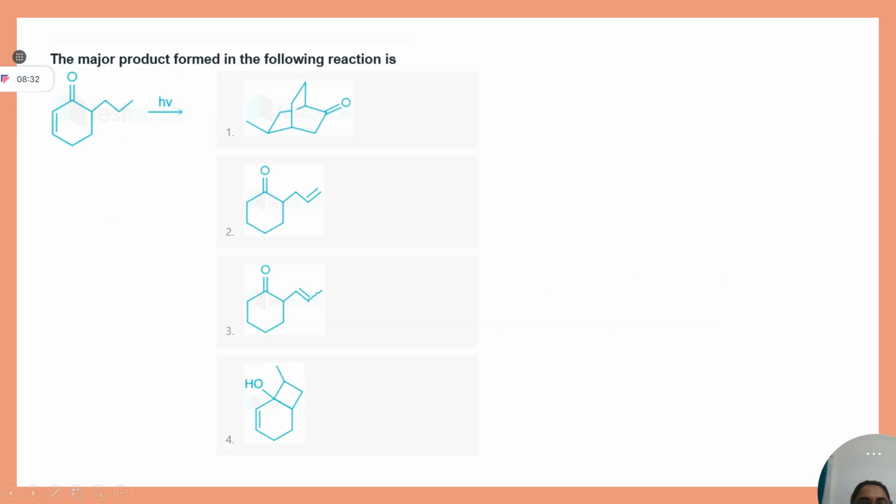Okay, let's move to the next problem. What is the major product formed in the following reaction? Take again 30 seconds and start solving. Or guide me how to start.